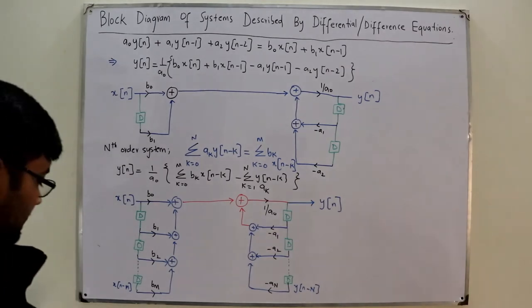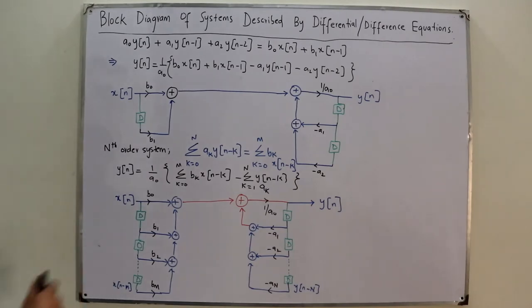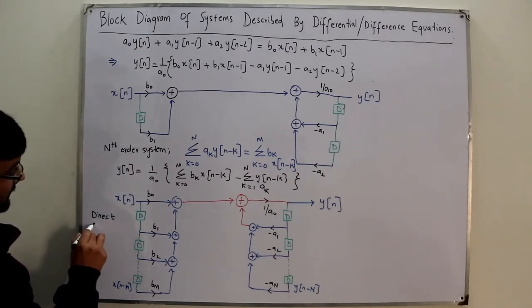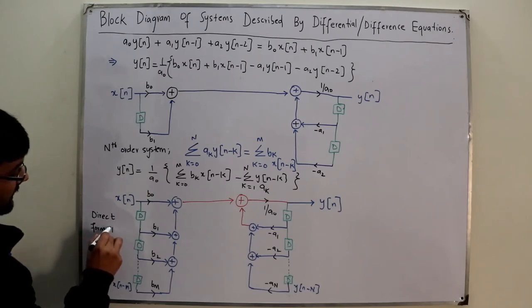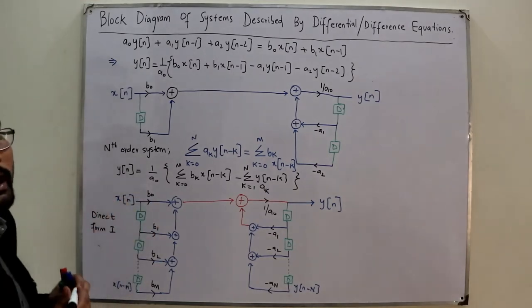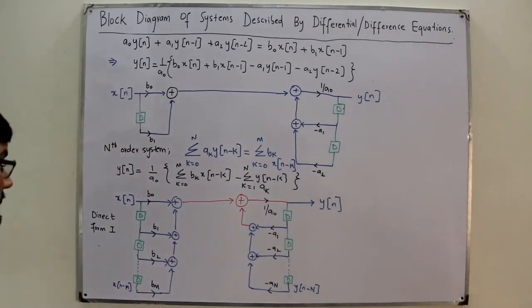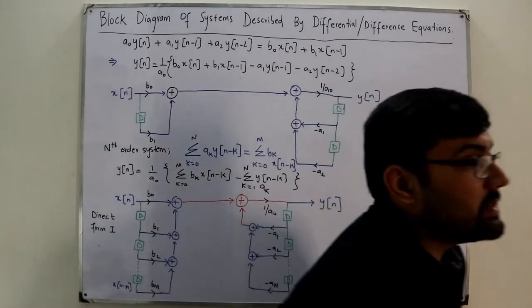And this system that I have drawn, this is called a direct form 1. This is called a direct form 1 representation. That I have the equation and I have drawn the block diagram directly from the given equation. So this is direct form 1. Now if you see, if I tell you, what is the advantage of this system, or what is this information that this block diagram is giving to me?